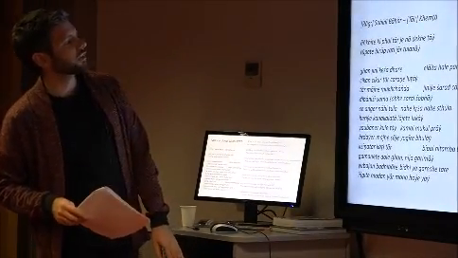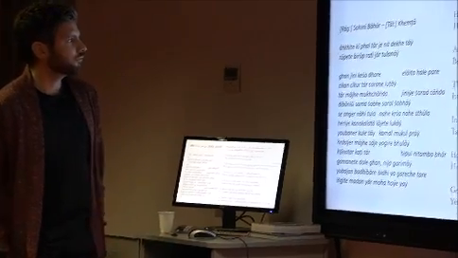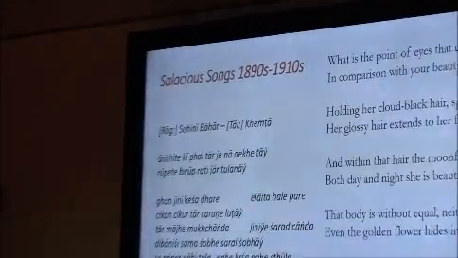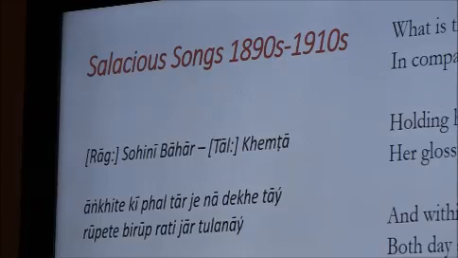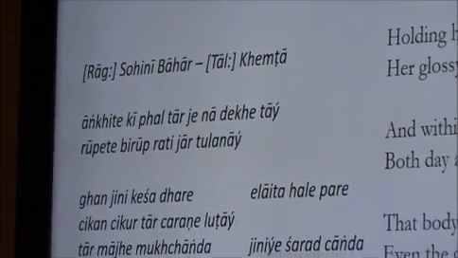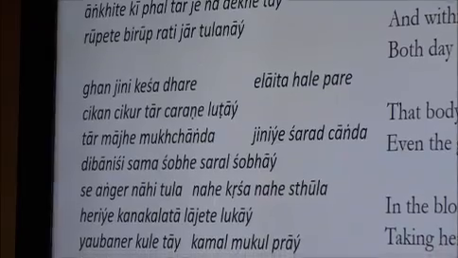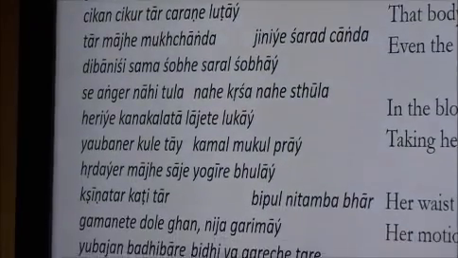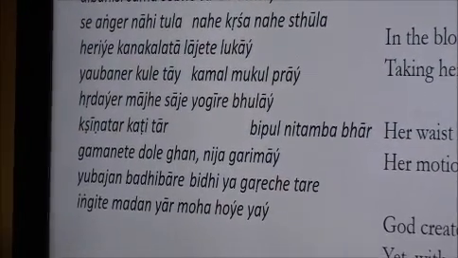Here's one which kind of gives you a sense of what these lyrics are about, and much later, so 1890s, 1910s. So what is the point of eyes that don't see you? In comparison with your beauty, even Rati is ugly, Rati being the wife of the god of love, so she herself being desire.